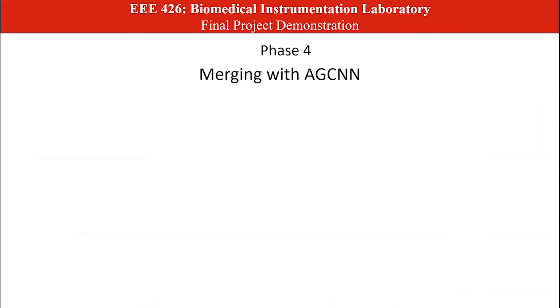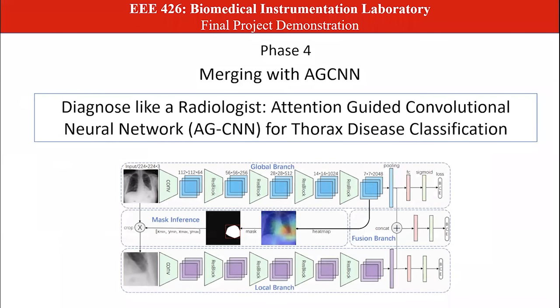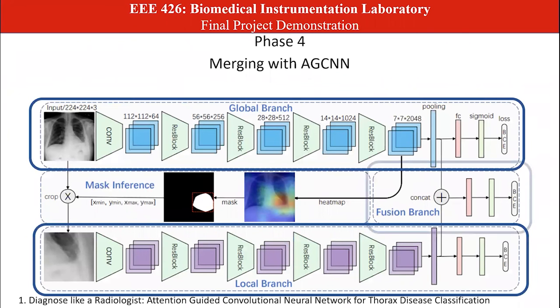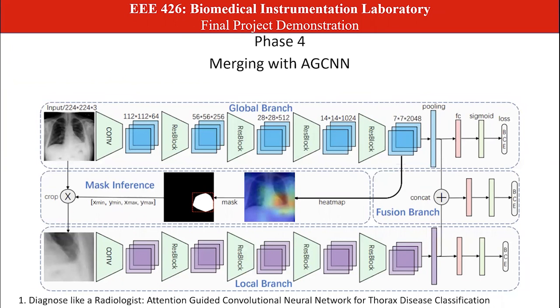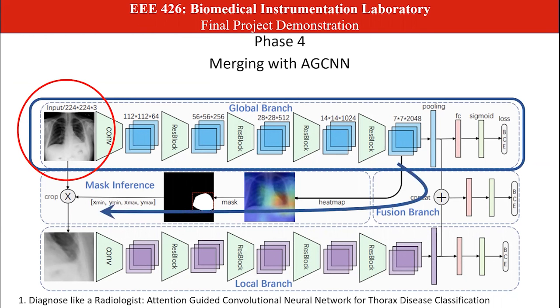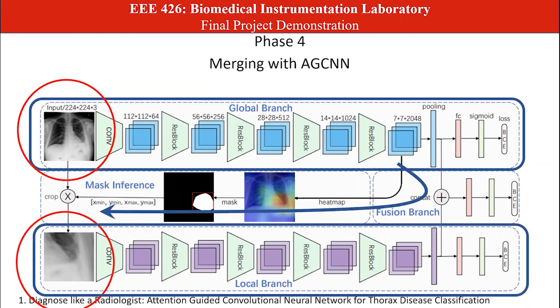For our next step, we decided to merge the idea of pick and pooling into some other models. The first idea that we incorporated was from a paper named Diagnose Like a Radiologist: AG-CNN for Thorax Disease Classification. In this paper, they used a three-branch attention-guided convolutional neural network. They first trained a global CNN branch using raw images from the dataset, which they call global images. Then, guided by the attention heat map generated from the global branch, they created a mask to crop a discriminative region from the global image. This cropped portion is used for training a local CNN branch.